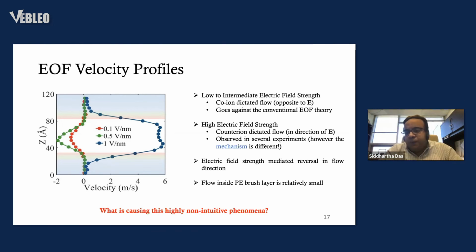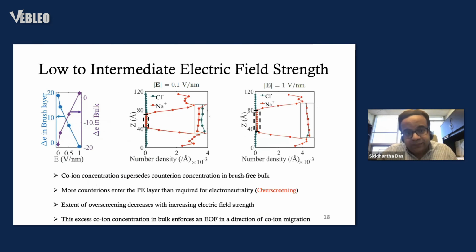So two things we observe here, very significant in the context of general electroosmotic transport. First, we find that the electroosmotic flow is coion dominated, not counter ion dominated, for low to intermediate electric field strength. Second, we find that by increasing the electric field strength, there is a reversal in the direction of the electroosmotic flow. The question is why? Why this highly non-intuitive phenomenon?